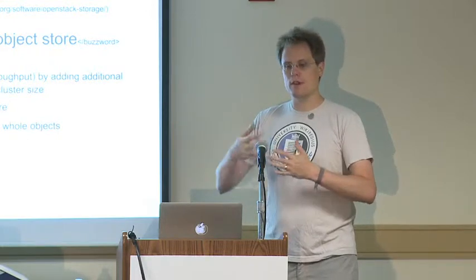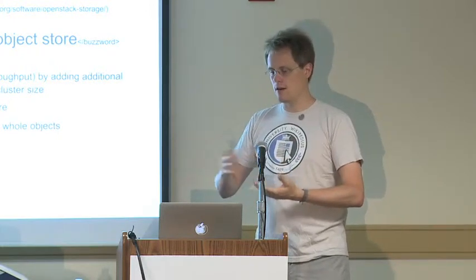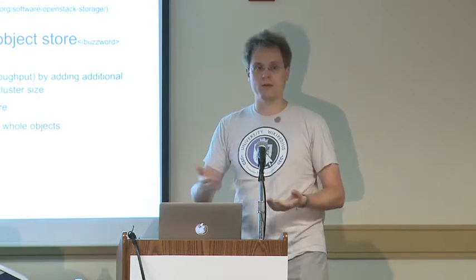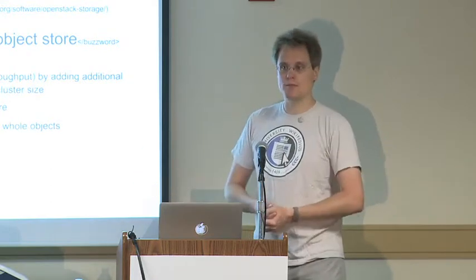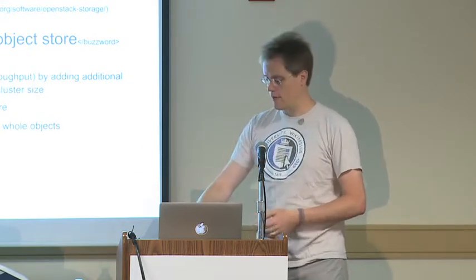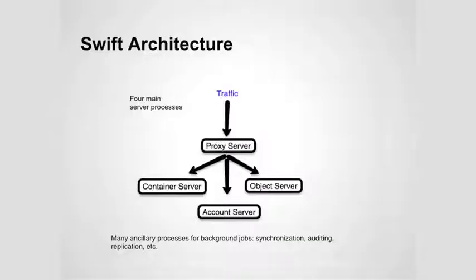But given the access type for media, object store is a perfectly valid way of representing this stuff. The Swift architecture is broken out into four main server processes. The proxy server is the front. It accepts all incoming traffic. So any request first hits the proxy server.